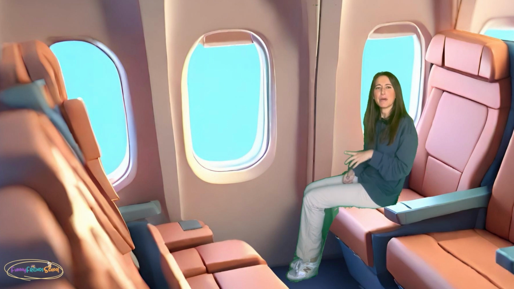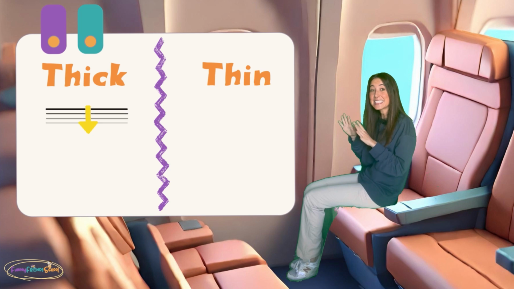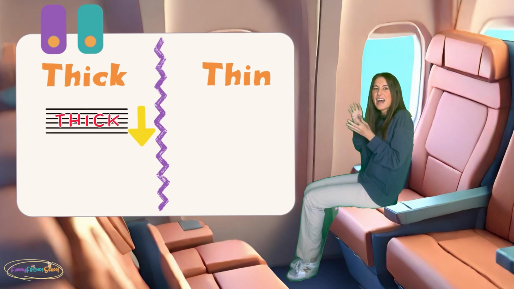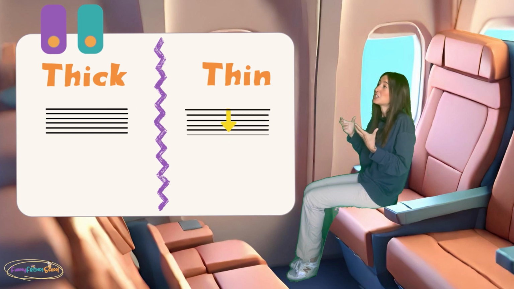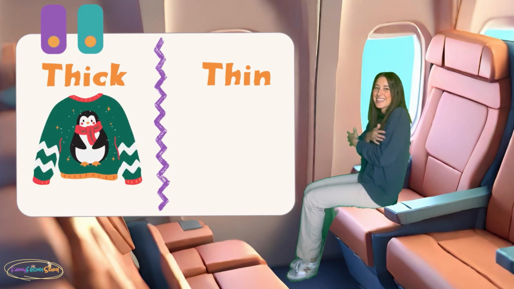Do you remember the difference between thick and thin? Yeah? Let's quickly refresh our memory. Thick means that the inside of something is fat or big, and thin is the opposite. It might be skinny and small. Remember, thick clothes keep us warmer than thin ones.